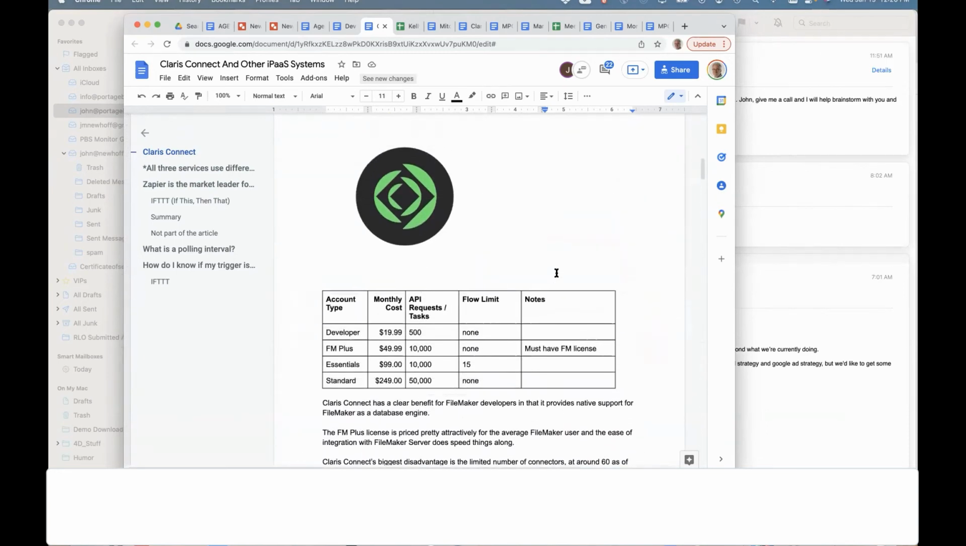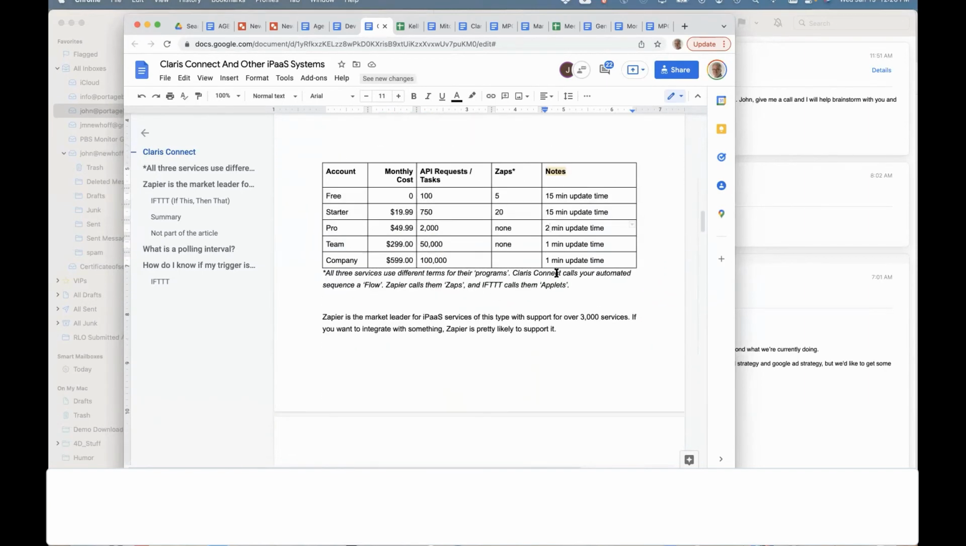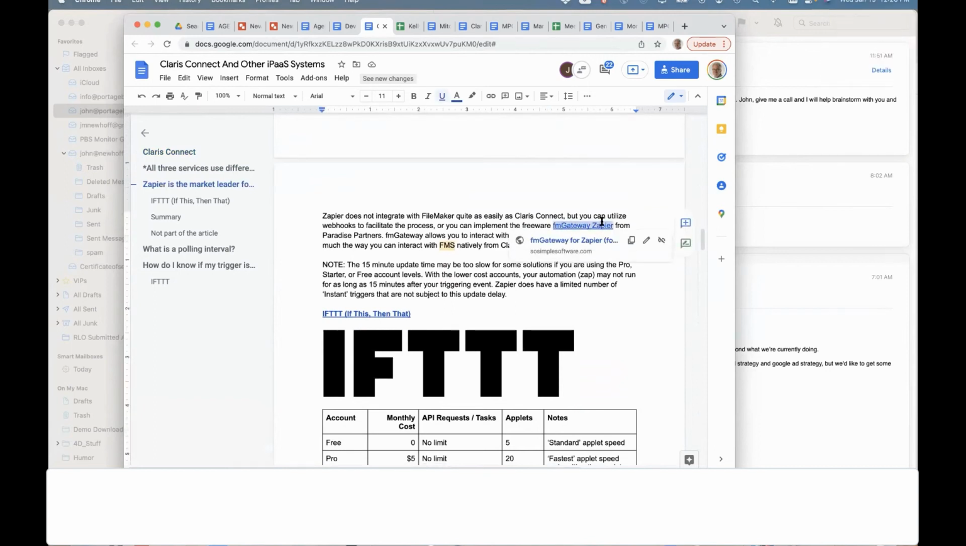Well, just on this delay, the product that is out there that allows FileMaker to connect with Zapier, and the name escapes me at the moment, I'm sorry about that. FM Gateway. FM Gateway. I'm wondering if that's a webhook, because I've never experienced any delays using it.